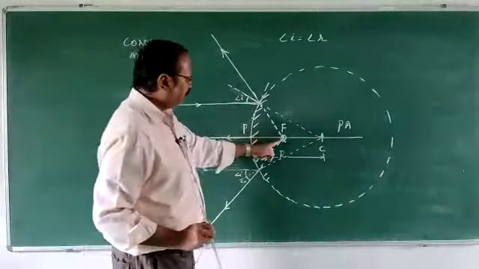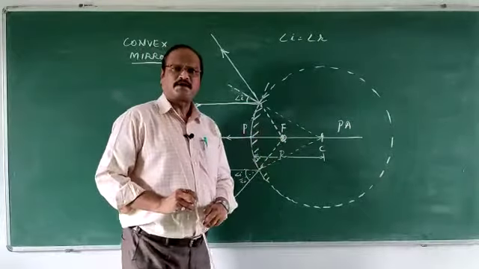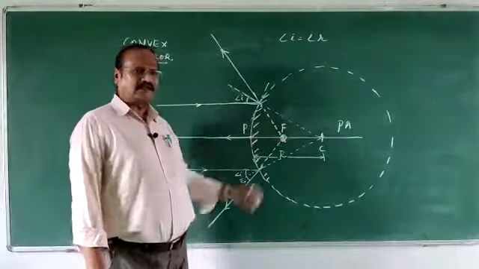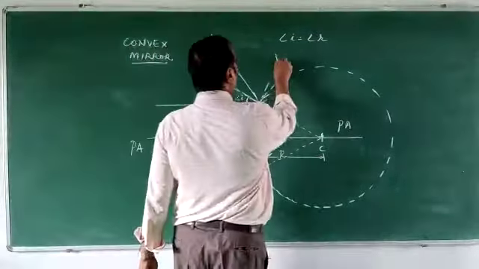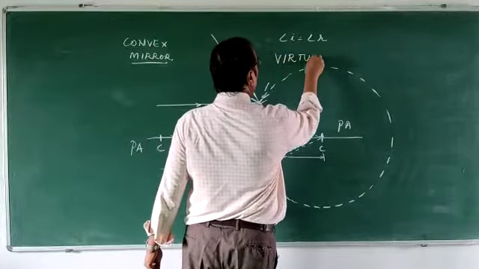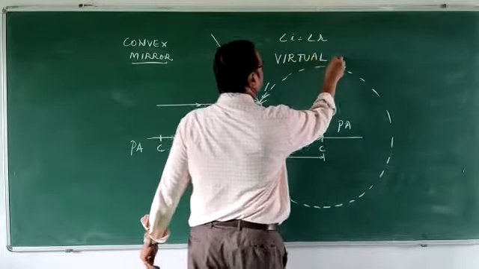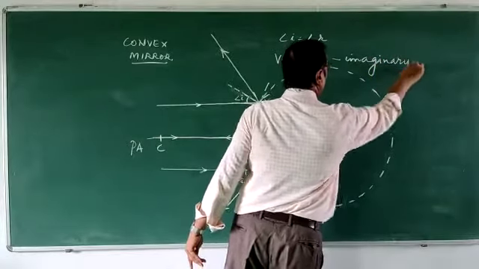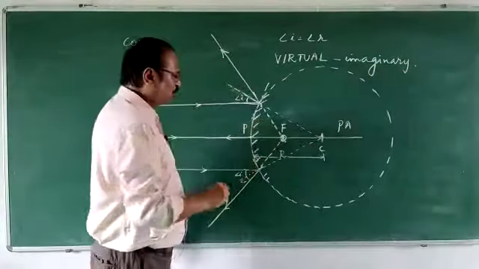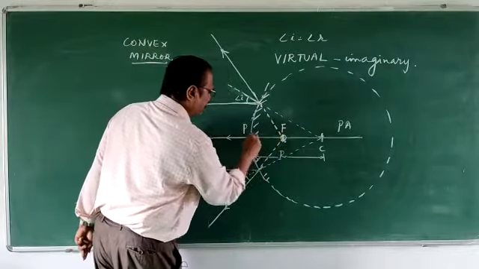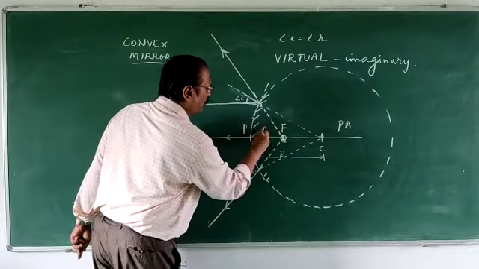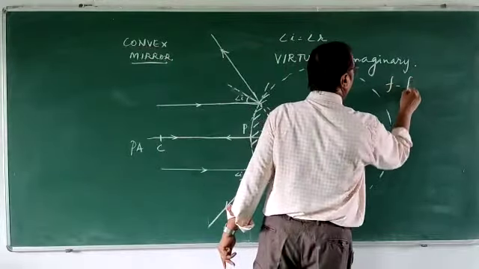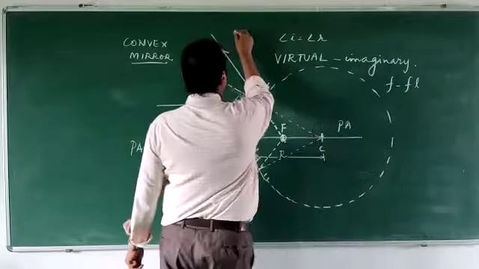So this is behind the mirror. The mirror is opaque. How can something be behind the mirror? So it is a virtual focus. This focus is called virtual. Virtual means imaginary. It is a mathematical concept for our understanding. The distance between the focus and the pole of the mirror is called the focal length. F is equal to focal length.